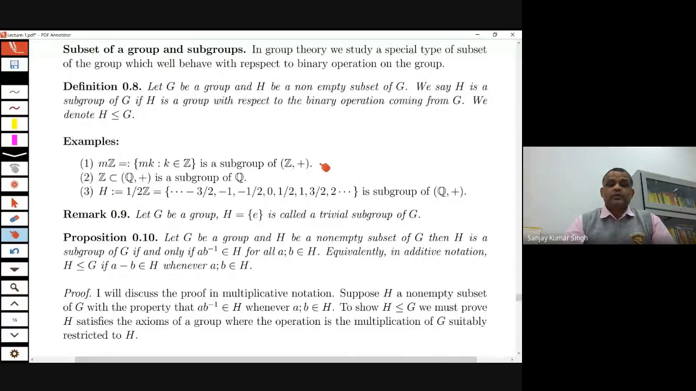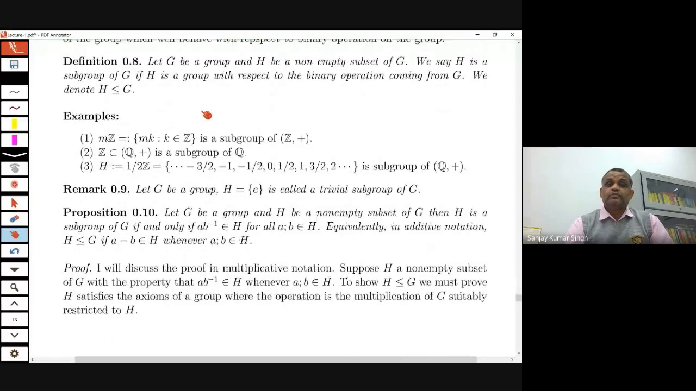So what is a subgroup? So subgroup, let us start. Let G be a group and H be a non-empty subset of G. We say H is a subgroup of G if H is a group with respect to the binary operation coming from G, and we denote it by this symbol. This is the symbol. Whenever I write like this, it means I am saying that H is a subgroup of G. So it means it is a group in itself, but it is a subset of some bigger group. So I will call them, okay, subgroup.